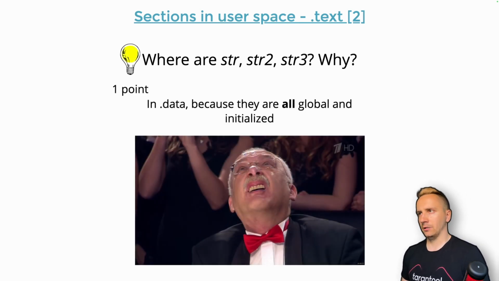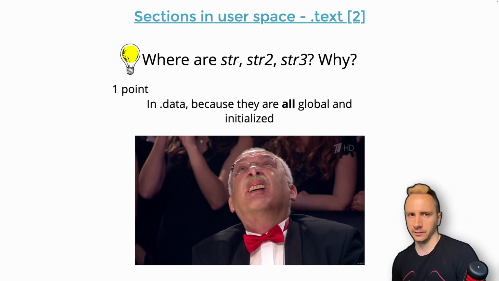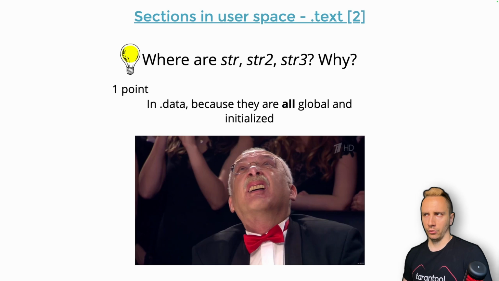The str1, 2 and 3 will be in the data section because they are global and initialized. The 4 and 5 were not global. They were inside a function, just local variables, not static ones, on the stack. That's why they ended up in the text section. str1, 2 and 3 are in data.